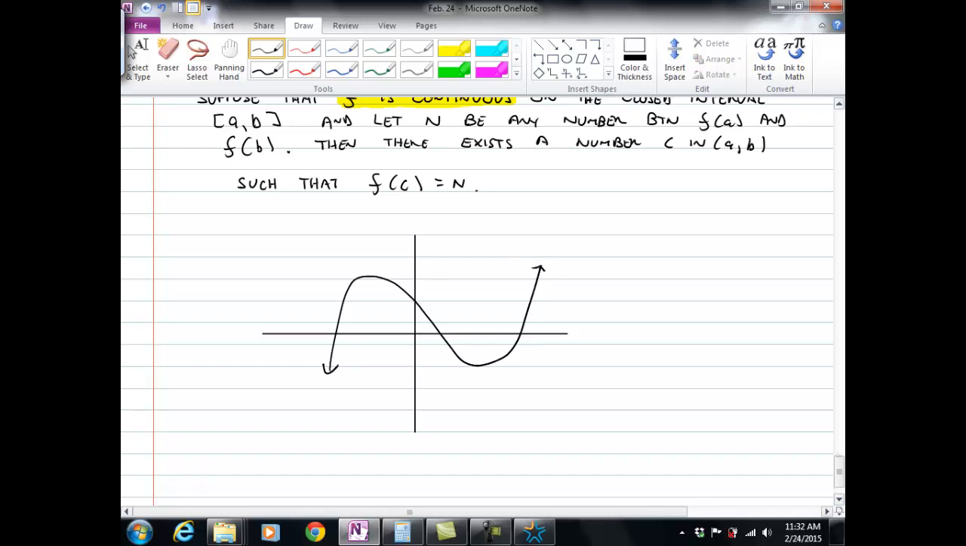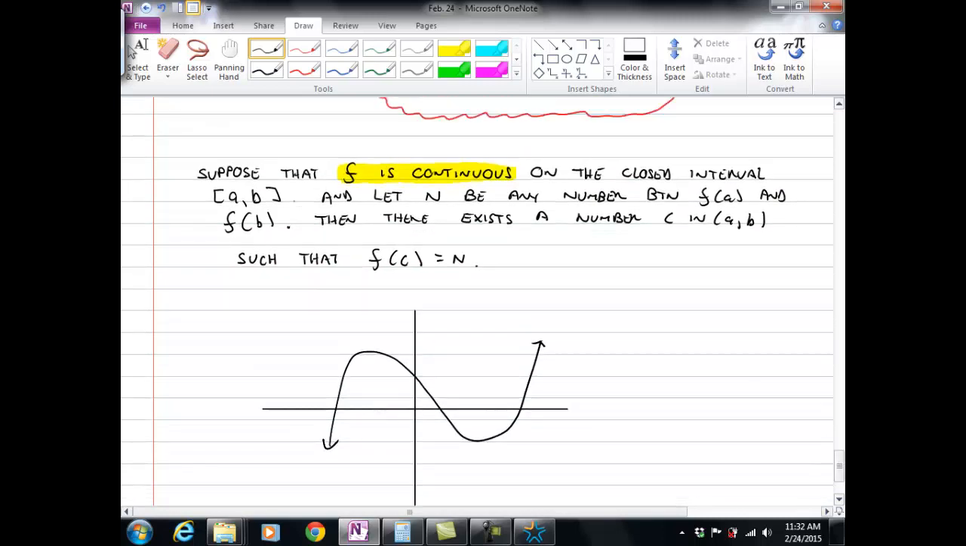It says this. Suppose f is continuous on the closed interval [a, b]. So let's say this is A. We'll call this A. We'll call this B. It is continuous on this interval because it's a nice curve. Let n be a number between f(a) and f(b).